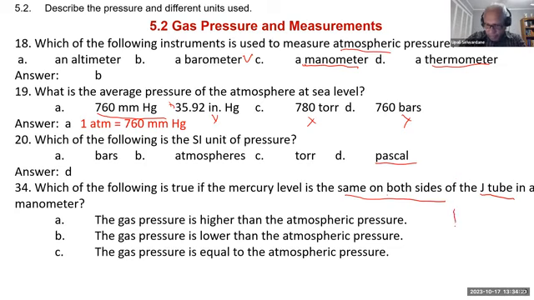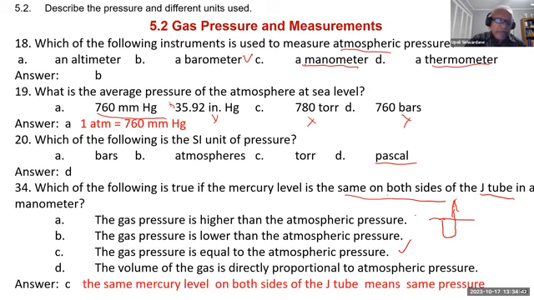If you have a J tube like this, if the mercury level is the same on both sides, therefore gas pressure is equal to atmospheric pressure. That's the correct answer. C.